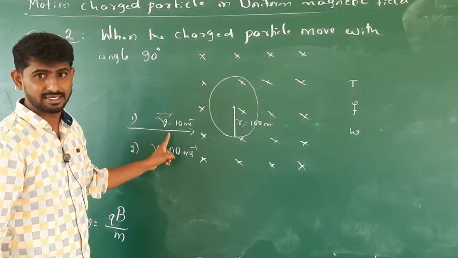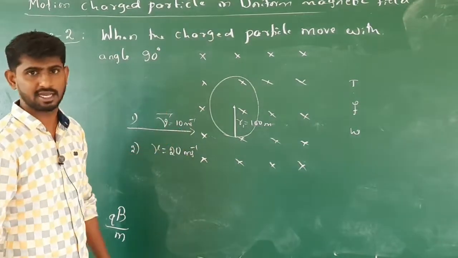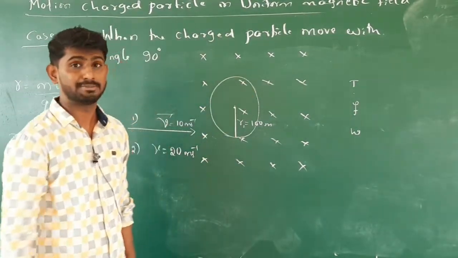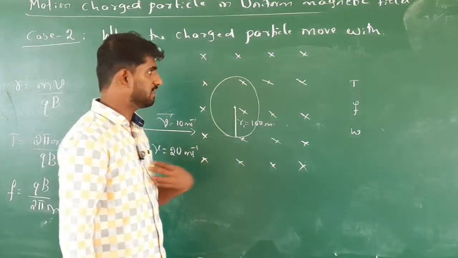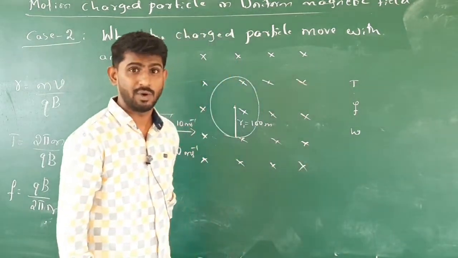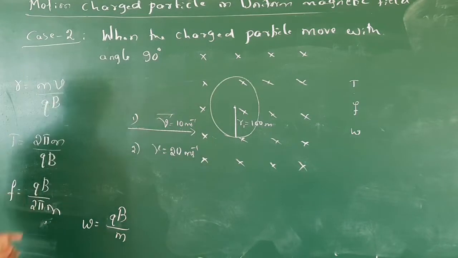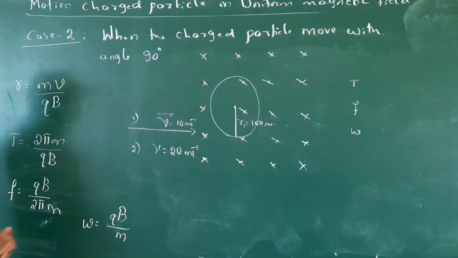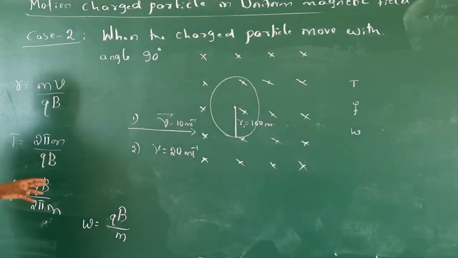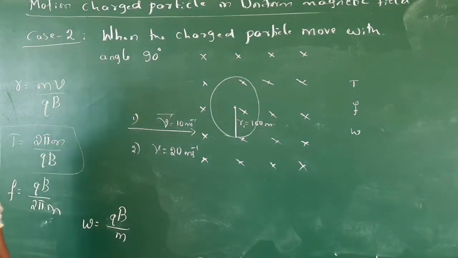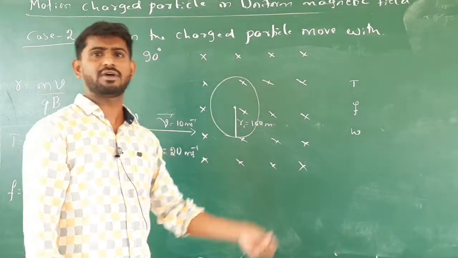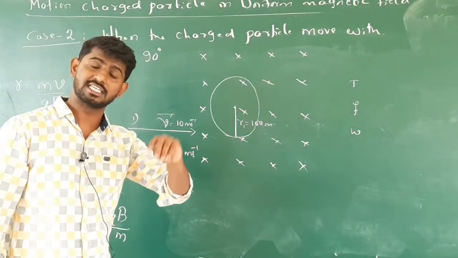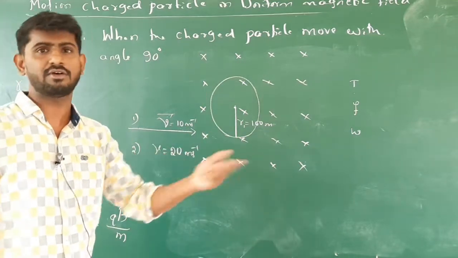When the velocity is v1, like 10 meter per second, I doubled its velocity. Now my question is, what's the time period? See the equations. What's your answer? Or what's the frequency? If I double the velocity, what about the time period of that moving charge, and what about the frequency of the moving charge? If you observe this equation, you can answer: the time period is independent of velocity. Frequency is independent of velocity.